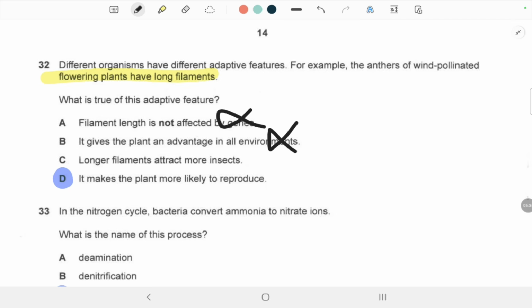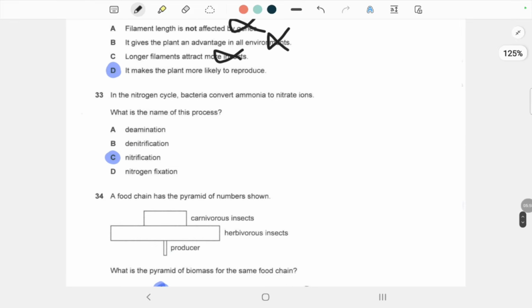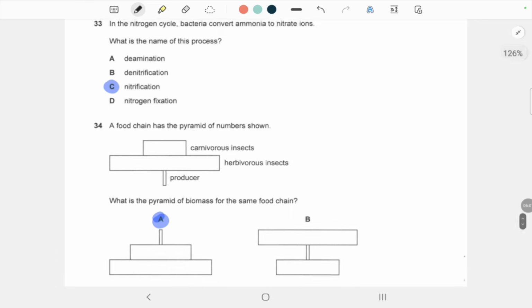Letter C, longer filaments attract more insects. No, the thing that attracts more insects is the color, which I can find in the insect-pollinated flowers, where the attractive colors will attract the insect, or the flower or the fruit will attract the insect, but not the long filaments. Now in 33, in the nitrogen cycle, bacteria convert ammonia to nitrate ions, which is nitrification, and we have solved this before in the November 2025 variant 1 question paper.